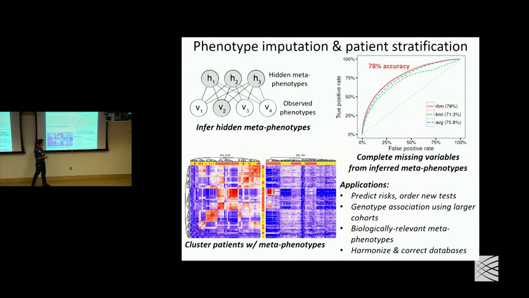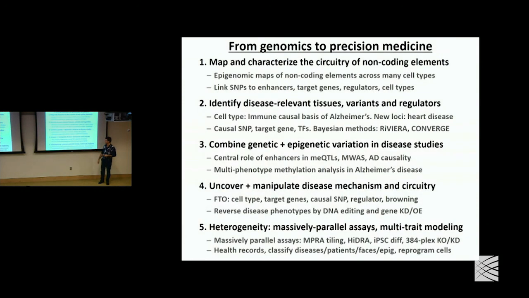We can start imputing additional phenotypes that are not measured for a particular person. We can start imputing lab tests and say, oh, you should probably take that test because I predict it's going to be positive. We can start carrying out genotypic associations across much larger sets of individuals and with much more biologically relevant phenotypes, because we're looking at the metaphenotypes rather than these human-defined phenotypes.